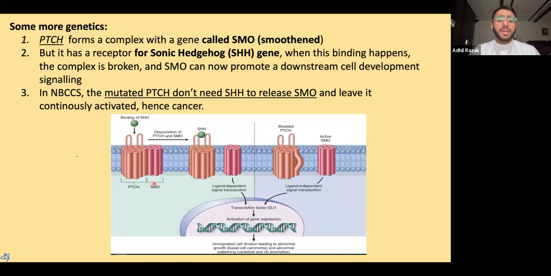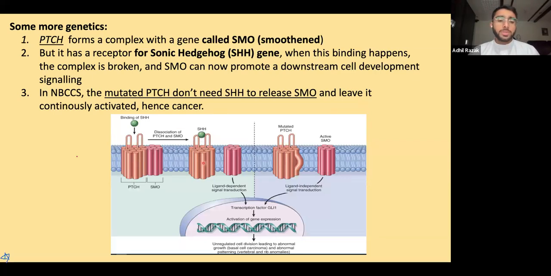So when SMO, or smoothened, is released by PTCH because of the binding with sonic hedgehog, it pretty much activates the self-development cascade. And sonic hedgehog generally does this everywhere. It is a gene whose goal is to promote more cell proliferation.